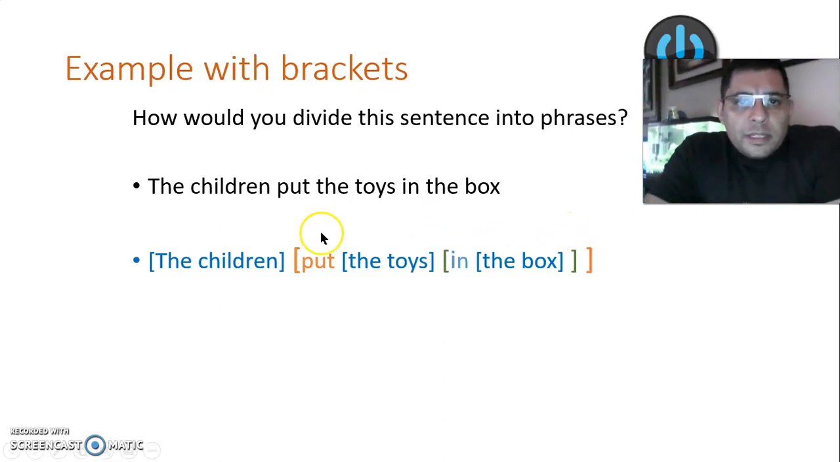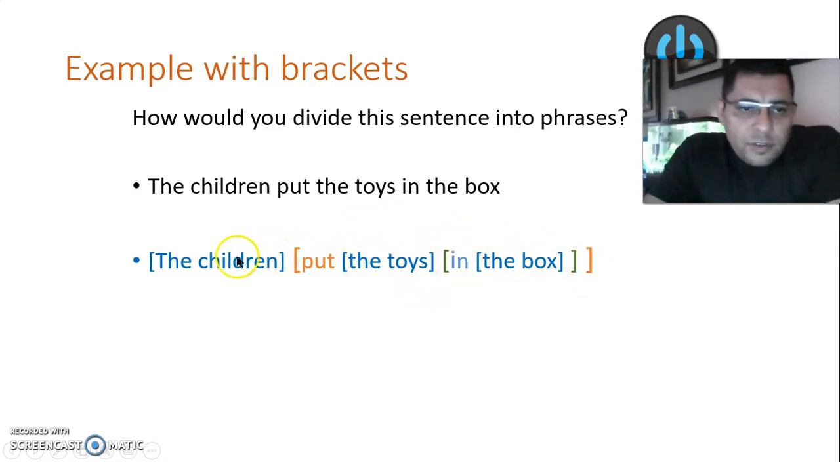How would you divide this sentence into phrases? The child put the toys in the box. The child is one phrase. Put the toys is my second phrase. The child is my subject, and put the toys in the box is my predicate. Inside of my predicate, I have the toys and the box, which is a noun phrase. Put the toys is another phrase. In the box is another phrase.